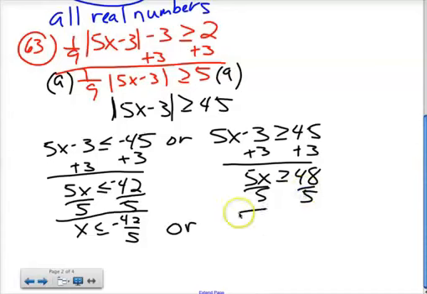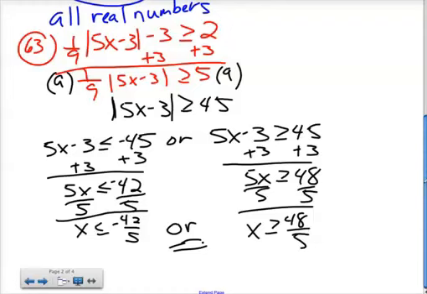We divide by 5, and then x is greater than or equal to 48/5. But again, really important there that you signify that or. So what you're going to need to do is put your closed dots at negative 42/5 and positive 48/5, and then you're going to shade outward to the extremes on that one to graph it.